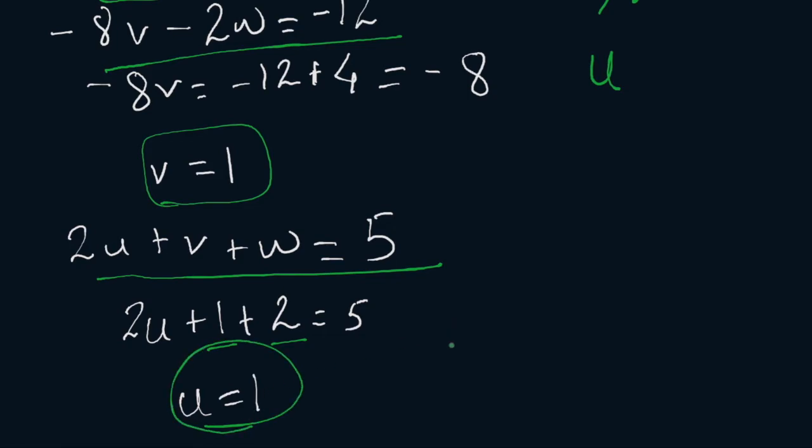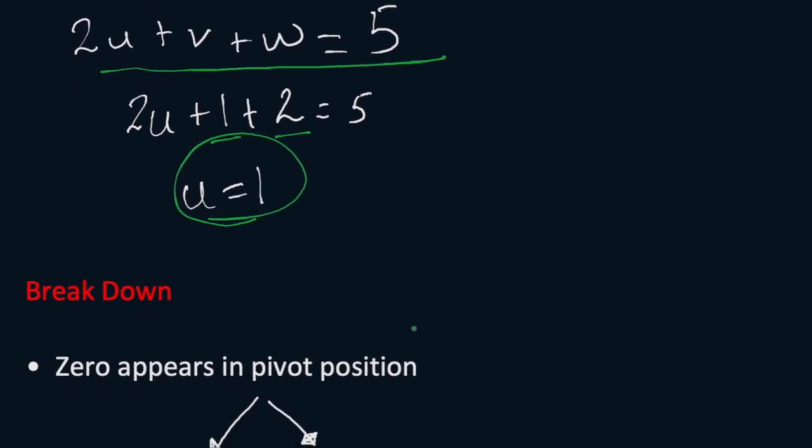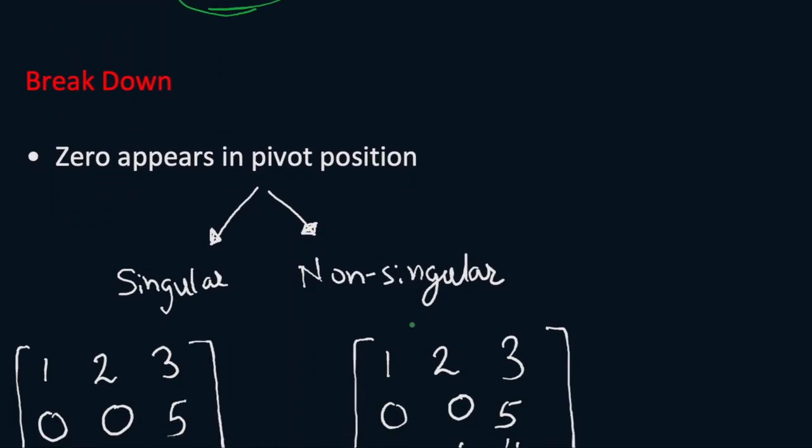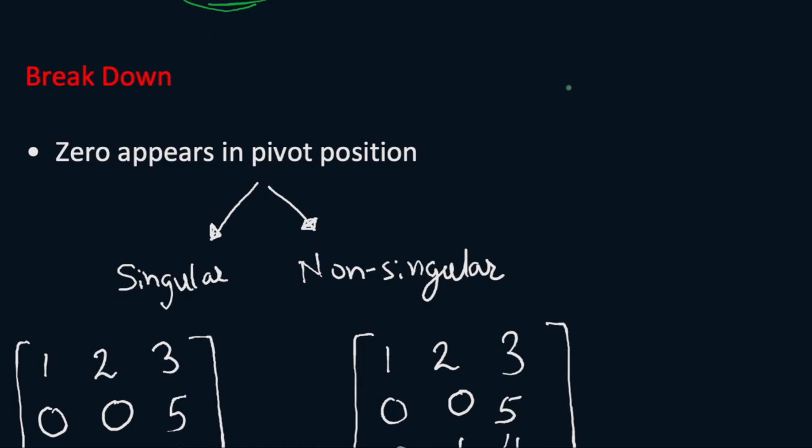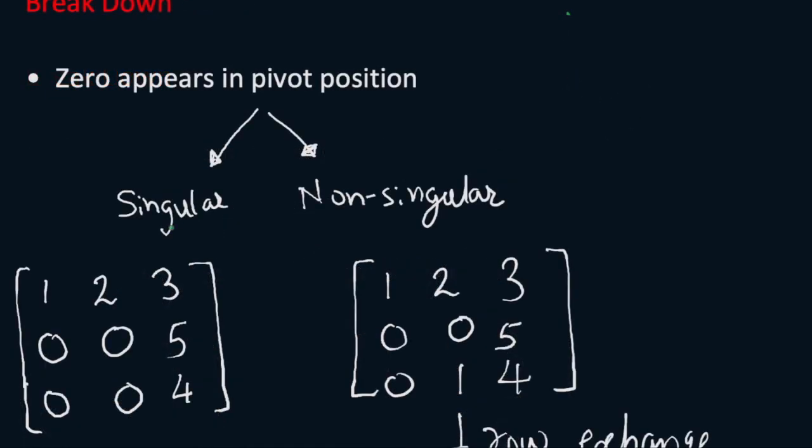Now most of the time the elimination works fine, but sometimes it breaks down. It can break down if we have a 0 in the pivot position. But there are two cases in this. Either it is a singular case or a non-singular case. If you have a singular case, you won't be able to solve it. You will not be getting a solution.